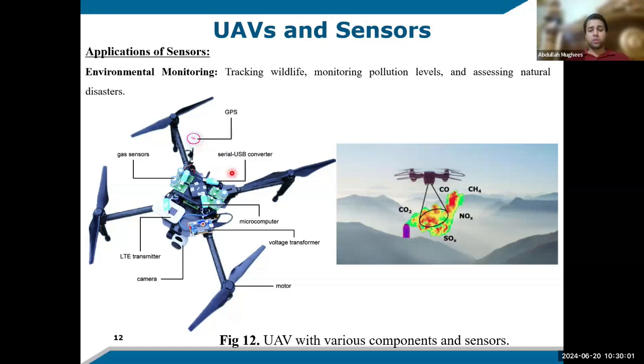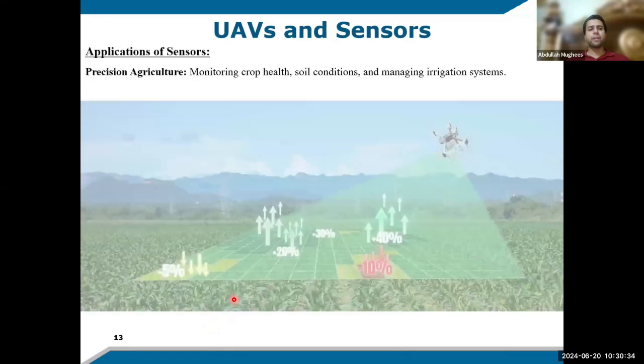And we have this serial to USB converter, which is used to program and upload different types of code for the quadcopter to perform different functions. There is a microcomputer to process all this data, and there is a voltage transformer to distribute the voltage to every component. The microcomputer, the gas sensors, and the camera all take different voltage levels, and then we have these motors that are rotating. So these are some of the basic components in one of these applications.